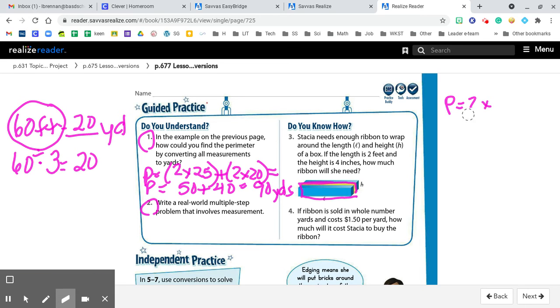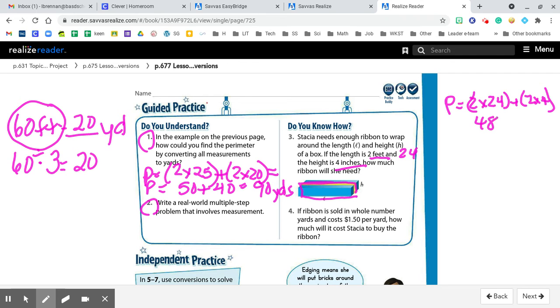Let me get rid of that. So what I know is I know 2 feet and I know 4 inches. I'm going to turn my feet into inches. 2 times 12 is 24 inches. So now I can do 2 times 24 plus 2 times 4, which is 48 plus 8, which equals 56 inches.